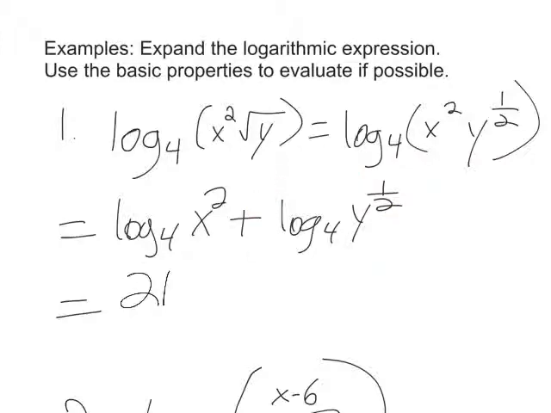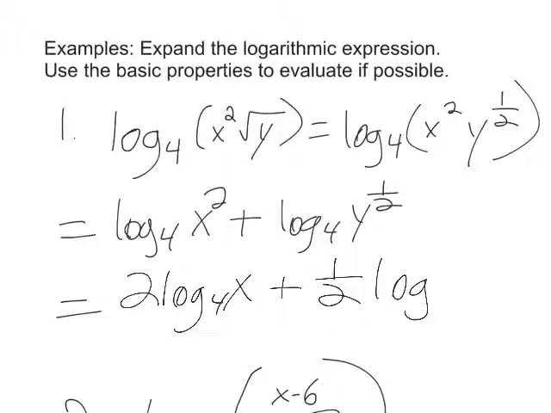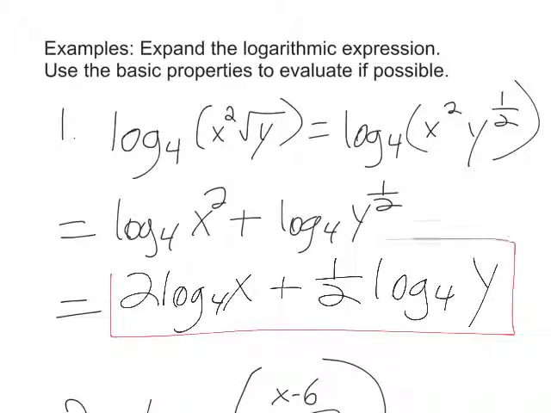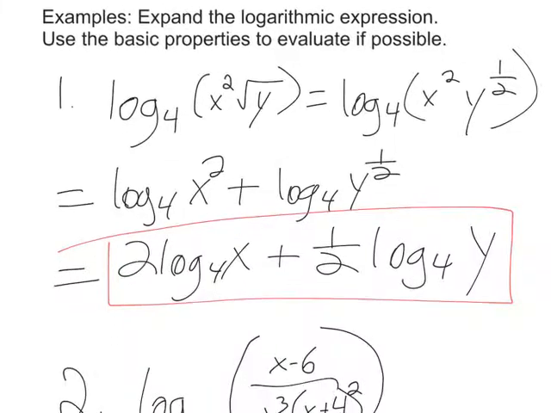So you're going to have 2 times log base 4 of x plus 1/2 times log base 4 of y, and that's fully expanded, okay? And in this particular one, we don't have anything that needs to be evaluated. We'll talk about that in a minute when we get to one that does have a term that we can do some evaluating with.